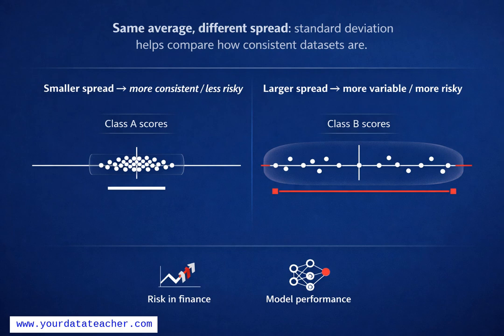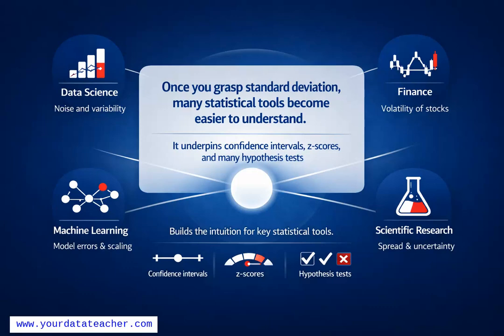Exactly the same idea appears in finance, where we use standard deviation to quantify the risk or volatility of investments, and in machine learning, where we analyze the spread of model errors to judge stability and reliability. Now that you have an intuitive idea of what standard deviation is, let's see how often it appears in real work. In data science, standard deviation helps you separate signal from noise.